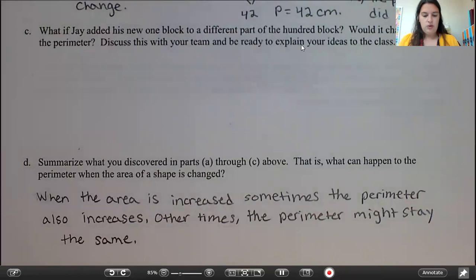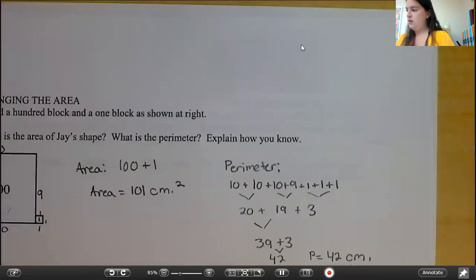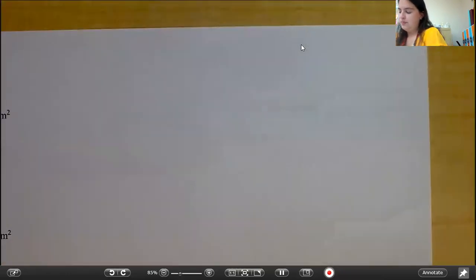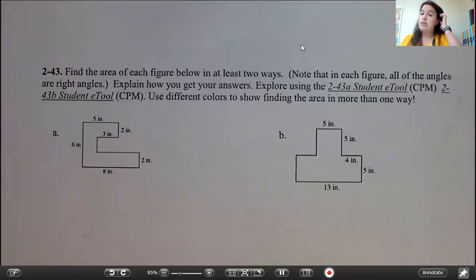Okay, we are now going to finish this lesson by looking at 243. Okay, 243, which, hang on, because you can't see it right now. 243 is an extension of what we did the other day when we had that figure and we had to break it up into different parts. So 243 says, find the area of each figure below in at least two ways. Note that in each figure, all the angles are right angles.